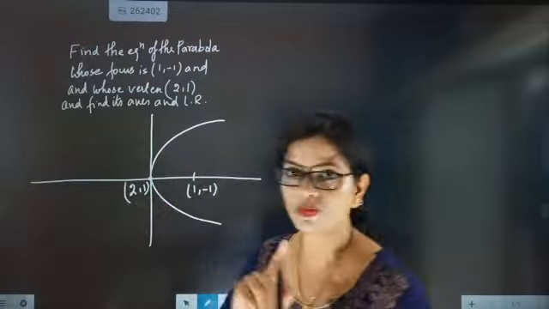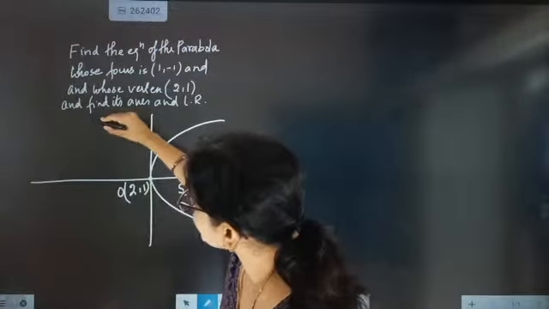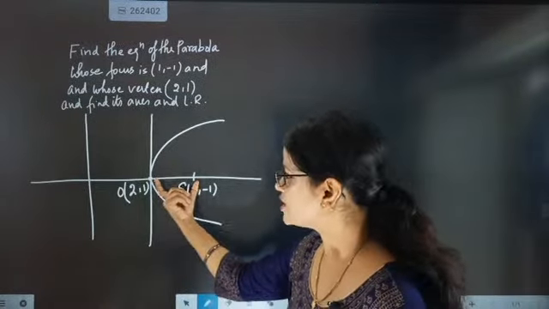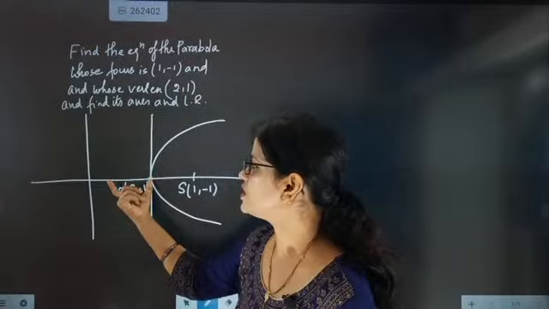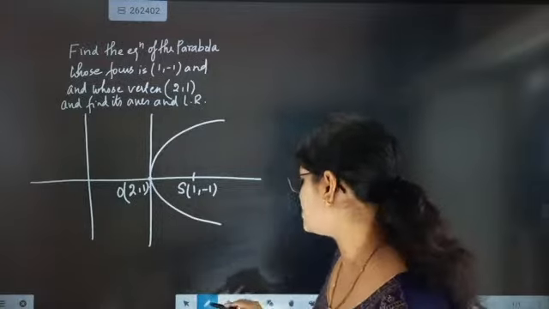Now some basic information I have given you. So this is S, this is O. Now the directrix line is this one. I told you the distance between the focus and the vertex will be equal to the distance between the vertex and the directrix.